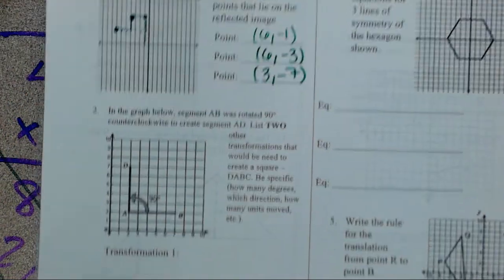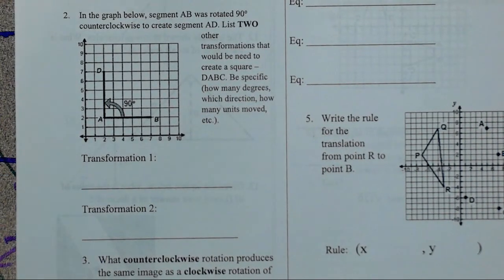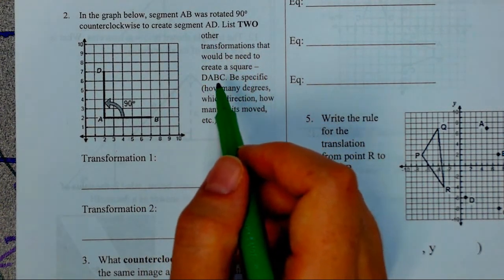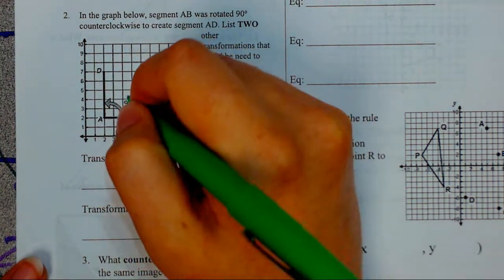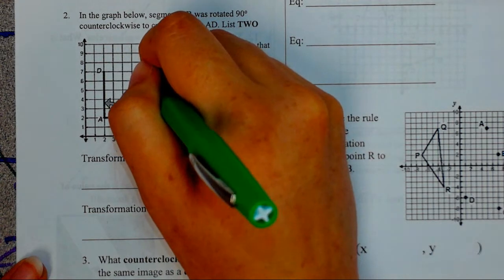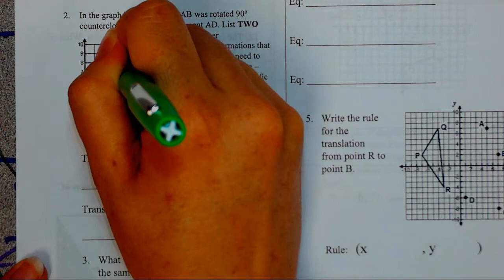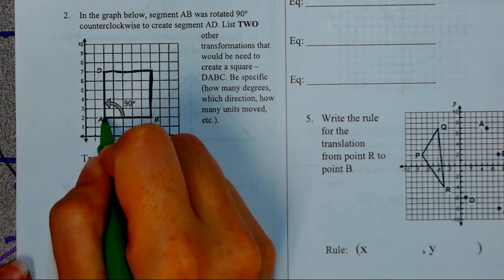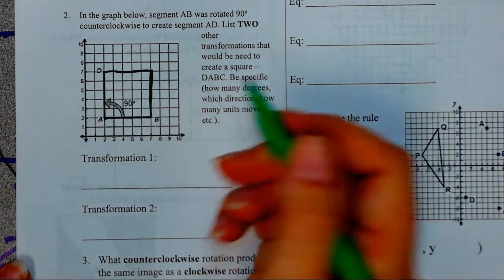All right, number 2. In the graph below, segment AB was rotated 90 degrees counterclockwise to create segment AD. List the 2 other transformations that would be needed to create a square, and be specific. How many degrees, which direction? Okay, so if I'm going to make a square, then my other 2 sides need to be here and here. So it's asking which 2 transformations will make this line go here and here.